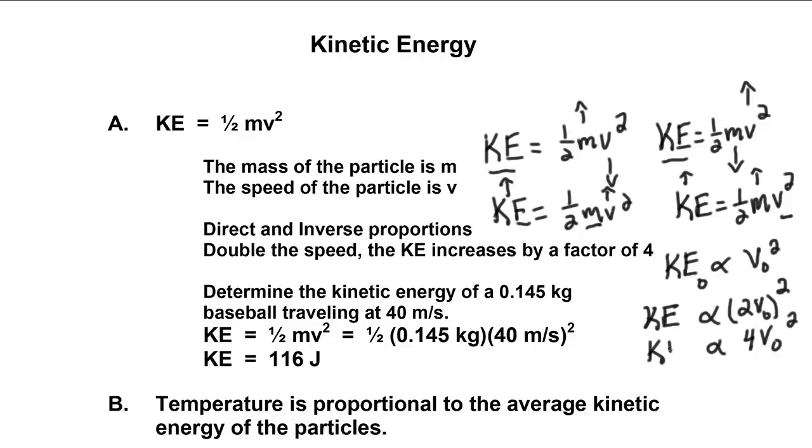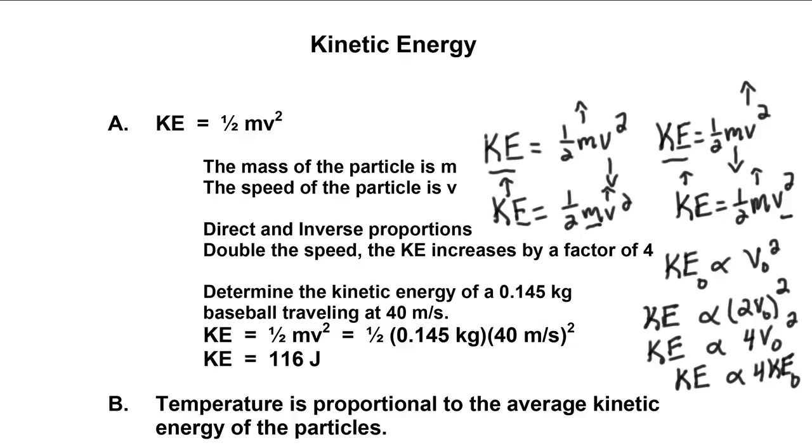And so this new kinetic energy being proportional to 4 times the initial speed squared is proportional to the initial kinetic energy. That means that the kinetic energy final must be proportional to 4 times the initial kinetic energy. So doubling the speed does not double the kinetic energy. It increases the kinetic energy by a factor of 4. And if you triple the speed, the kinetic energy is going to increase by a factor of 9.